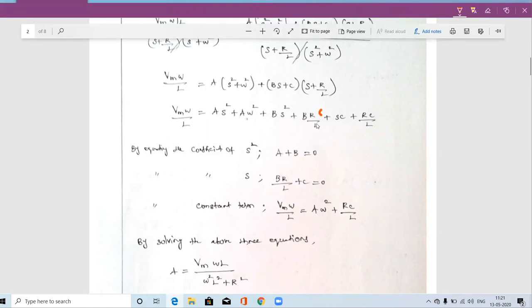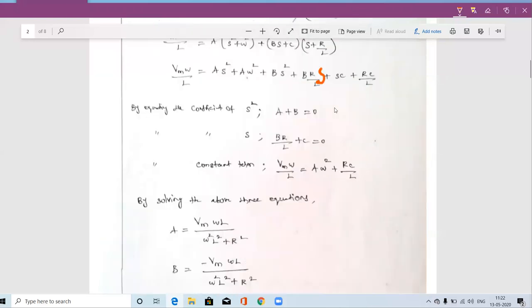Here is the s term. Okay, this is the s term. So here the coefficient of s in this two thing is b r by L plus c equal to 0. And the constant. Okay, so equating constant on both sides, Vm omega by L equal to A into omega squared plus r c by L. Okay, so we get three equations. From these three equations, either by substitution method or any method, our aim is to find out the values of A, B and C.